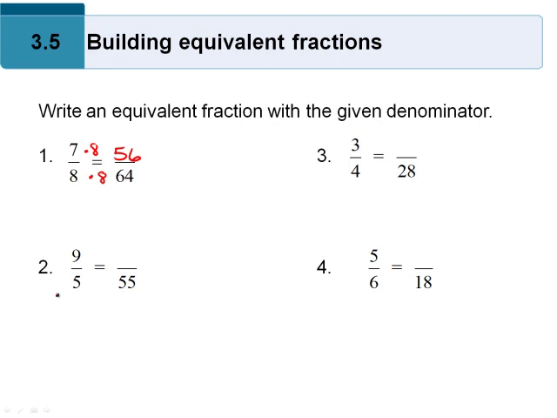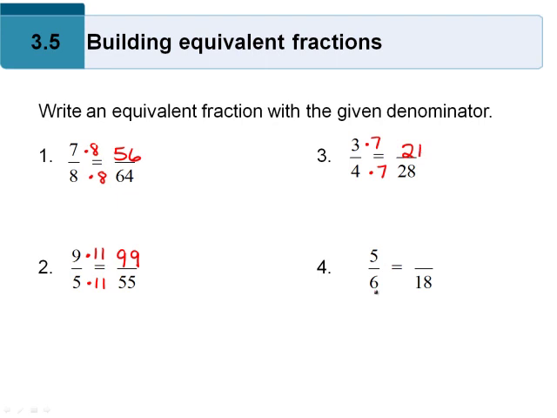All right. Now, number 2, we have 9/5 equals something over 55. So you divide. 55 divided by 5 is 11. So that's what we're multiplying by. Times 11 on the top and the bottom. So 9 times 11 is 99. And that's the answer there. Okay? On number 3, we have 3/4 equals something over 28. So start by dividing. 28 divided by 4 is 7. So 3 times 7 is going to give you 21. So just make sure whatever you multiply by on the bottom, you multiply the top by the exact same number.